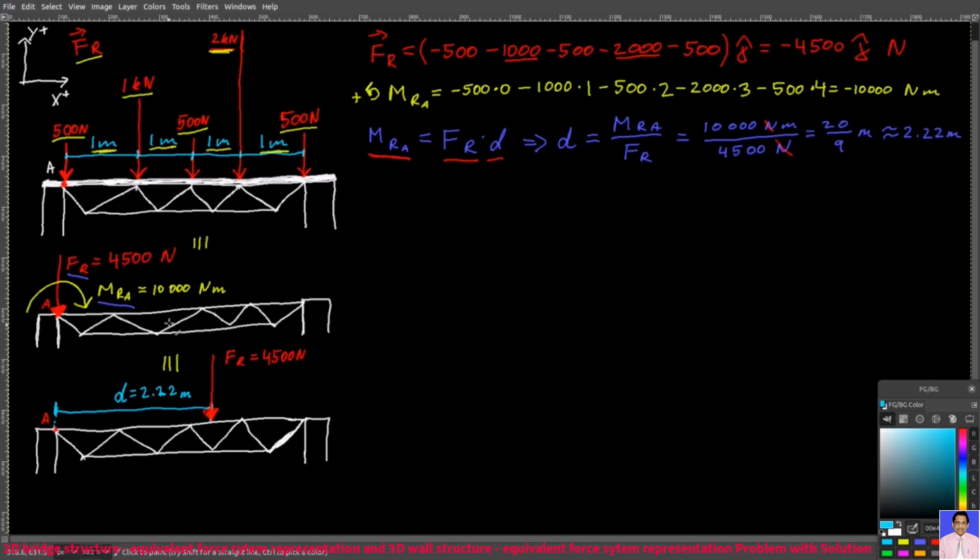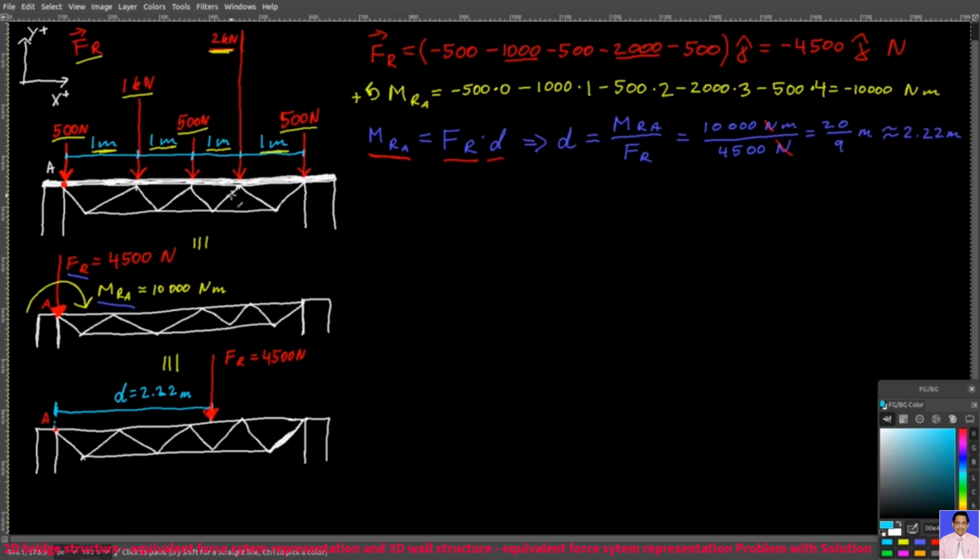Since they are equivalent representations of the force-moment system, it is also equivalent to the original case with 5 forces. In all the 3 cases, our rigid body structure will undergo the same behavior.